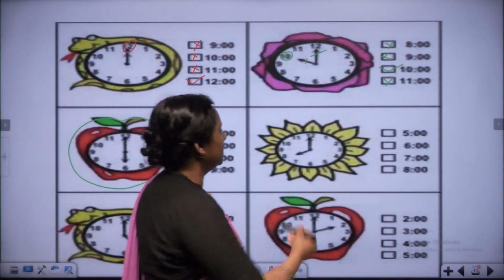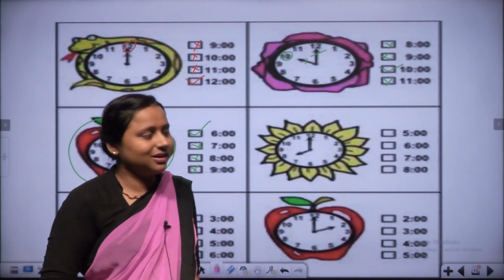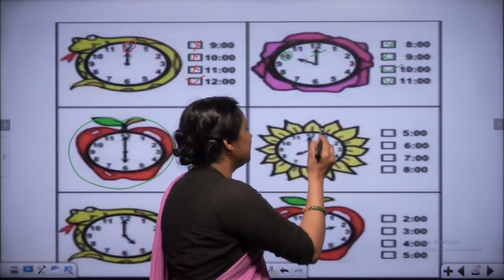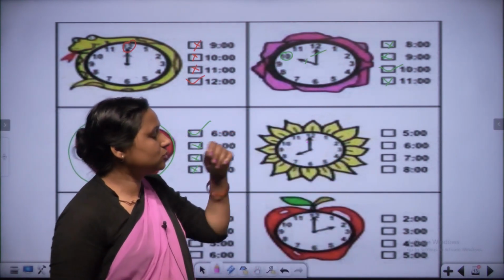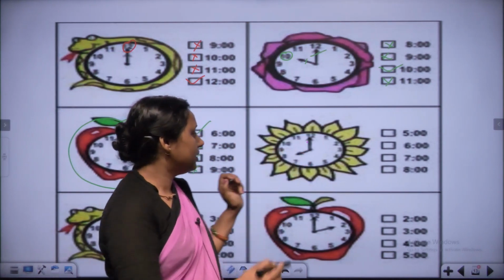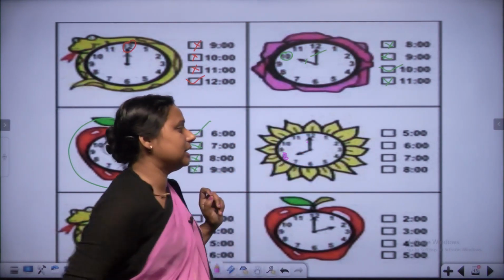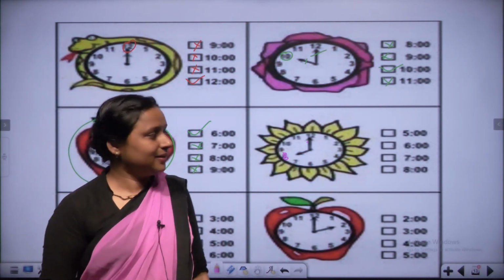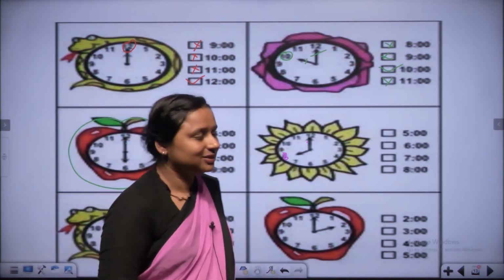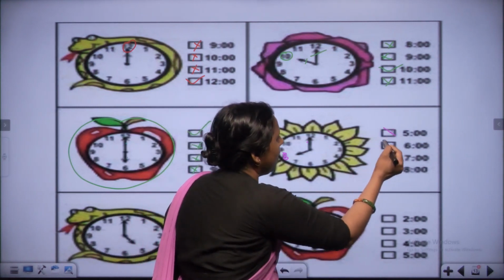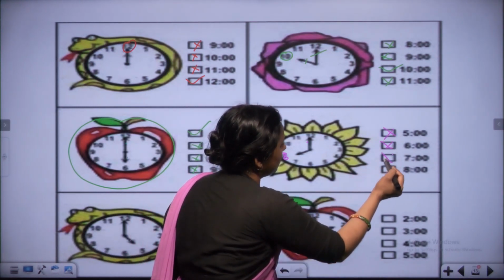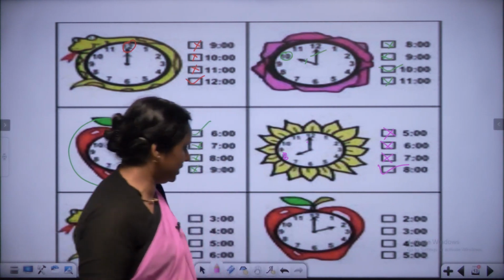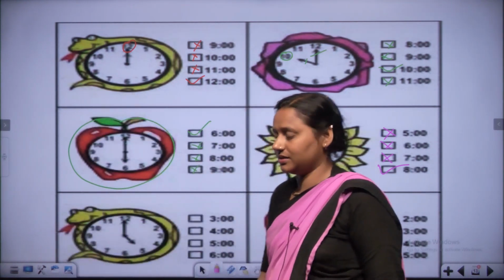Okay. Now this is sunflower clock, yellow color. Yes. And minute hand in 12 and shorter hand in 8. Okay, this is 8. What time is it? Tell me. 5 o'clock? No. 6 o'clock? No. 7 o'clock? No. 8 o'clock. Okay, 8 o'clock is right answer.